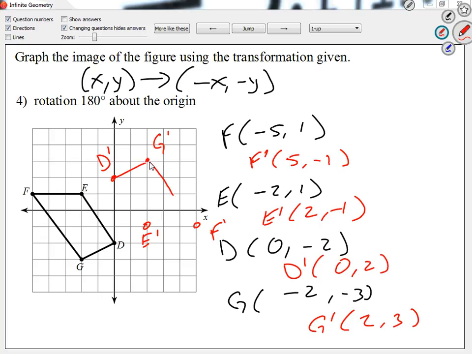Connect your dots, and it should look as if this thing flipped 180 degrees. The image should be the same, obviously, just flipped. But if it's not, then check your points. Anything for the first 8?